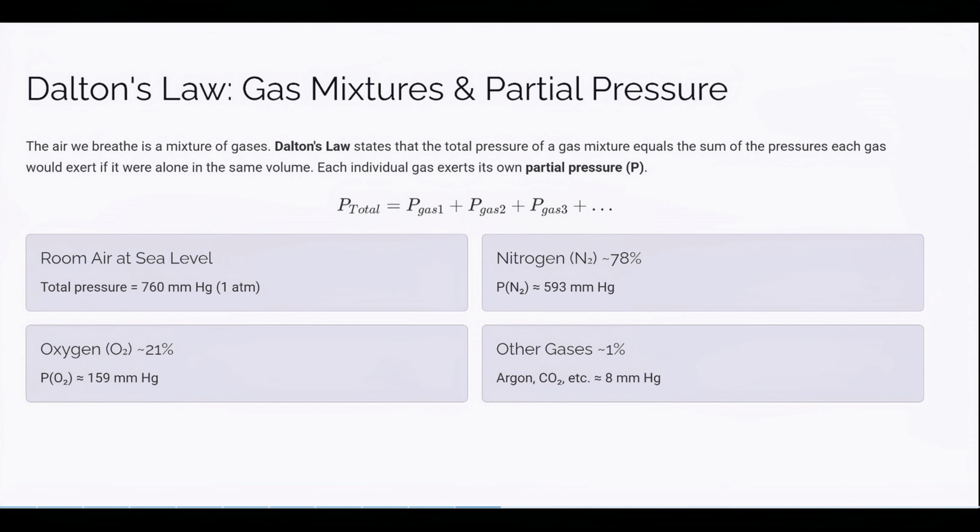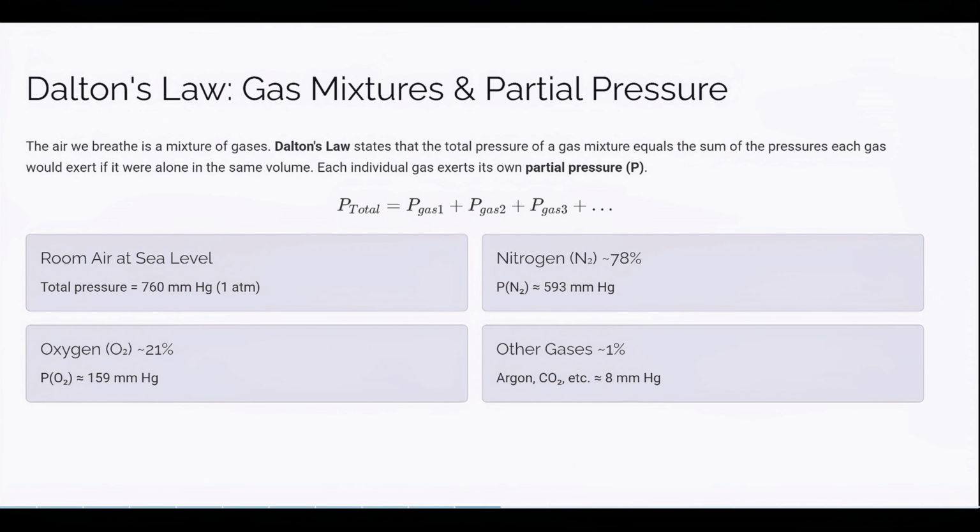Oxygen is only about 21% of the air around you right now. So why, when we talk about oxygen in the body, do we describe it as a pressure in millimeters of mercury instead of just a percentage? Okay, so now we're going to go over Dalton's law, and it's simpler than the name makes it sound.